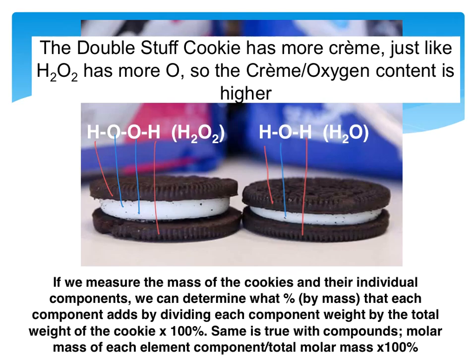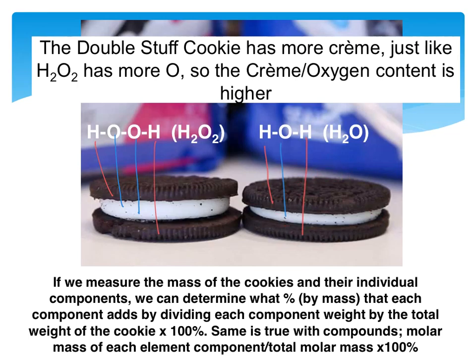percent composition equals the mass of the part divided by the mass of the total times 100%. So for the cream, we would measure the mass of the cream. The cream mass divided by the total cookie mass times 100% would give me the percentage of the mass made up by the cream, right? And you could do that over here too.